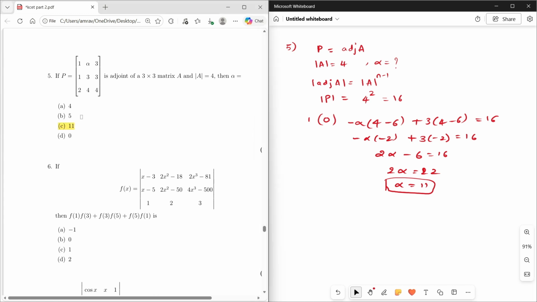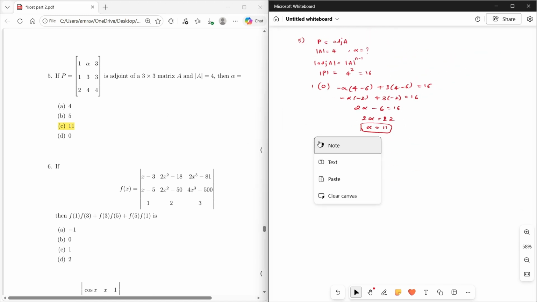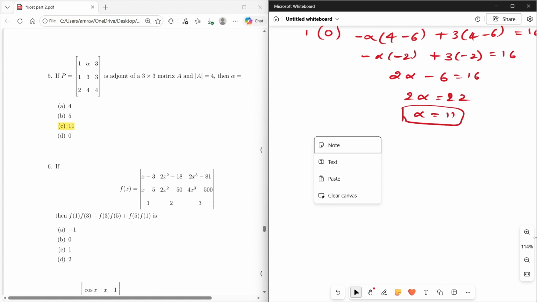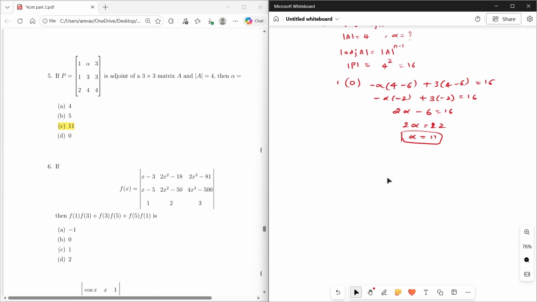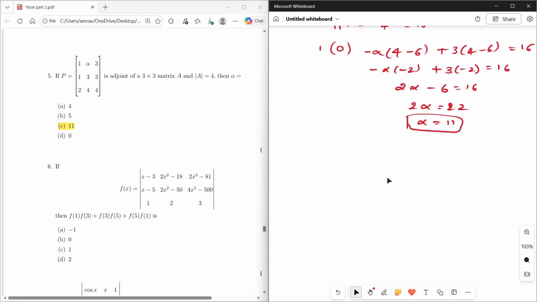So this is how using the property of adjoint A and determinant of A, you can find out the answer easily. So then moving on to the next question, that is the sixth question.